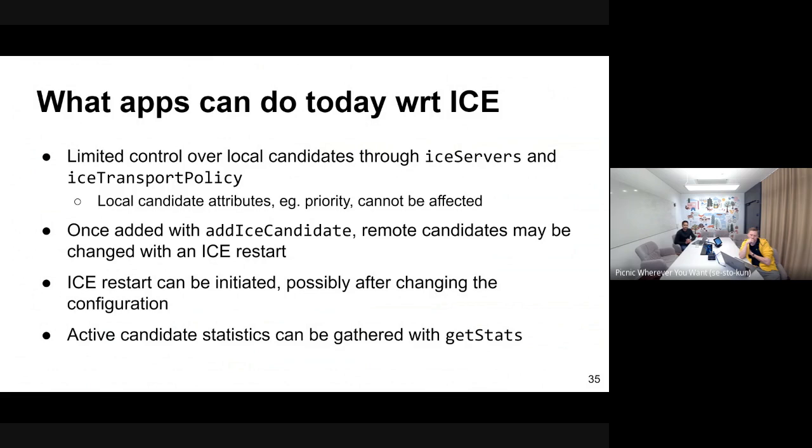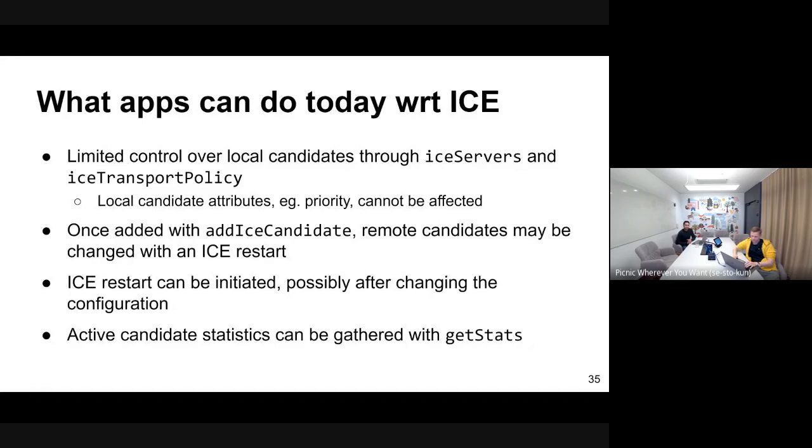With respect to remote candidates, there's a bit more flexibility. So an app could decide to, say, filter out some of the candidates if it wanted to influence which network configuration is used for the peer connection. But once a remote candidate has been supplied to the peer connection through addIceCandidate, the only way to do that would be to initiate an ICE restart. So an ICE restart is another thing that an application could request. And then the last capability is to get statistics on the active ICE candidate pair with getStats. So that's pretty much the extent of what's possible with the API today, unless I've missed something.